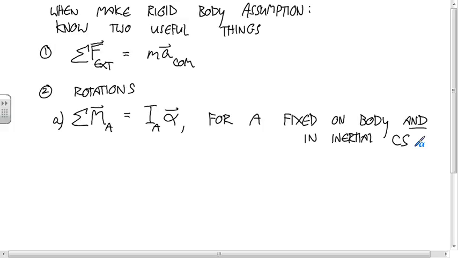So the only way you can use this point A, well, there's another way too. You can do it for the center of mass too, and let me come back to A in a second. So add up all the moments about the center of mass. That's equal to the moment of inertia about the center of mass times the angular acceleration.